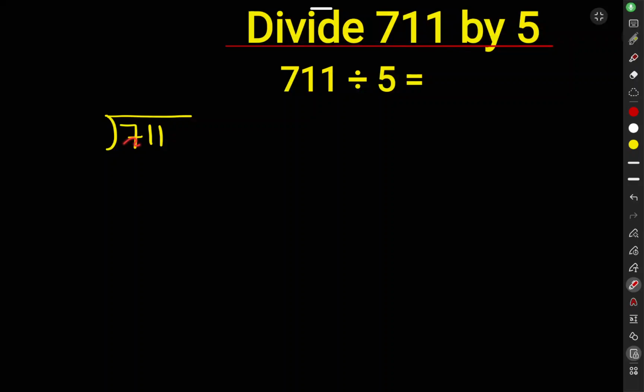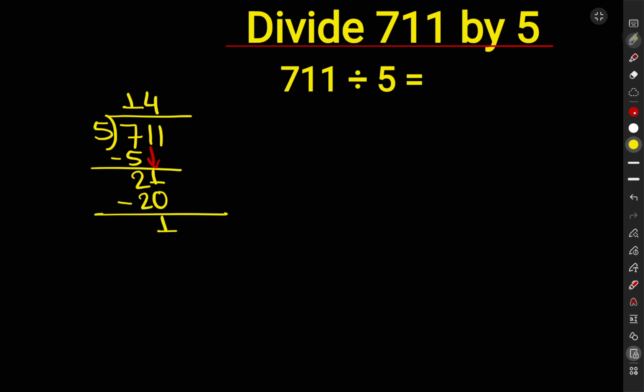If we divide 711 by 5 in long division method, 5 times 1 is 5. On subtracting we get 2. So now we put down this 1 and it is 21. 5 times 4 is 20. On subtracting we get 1.